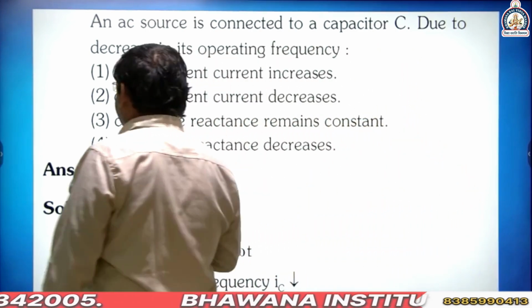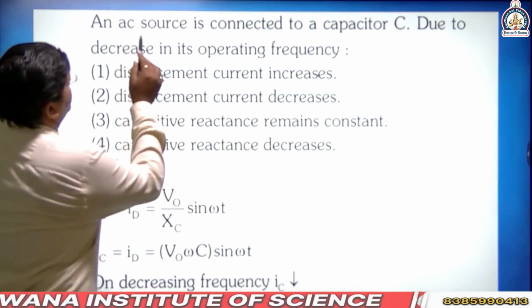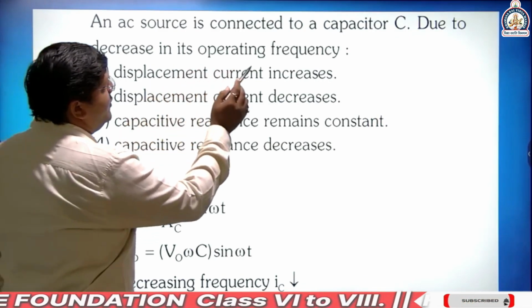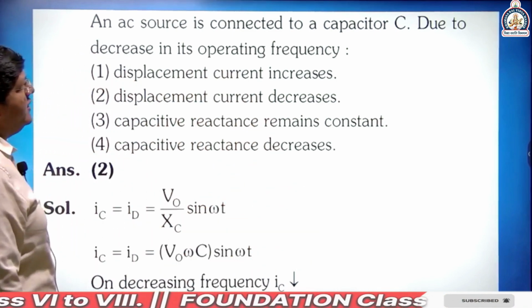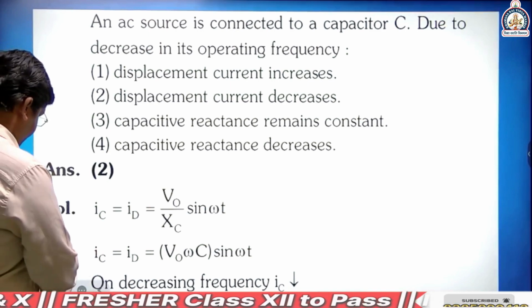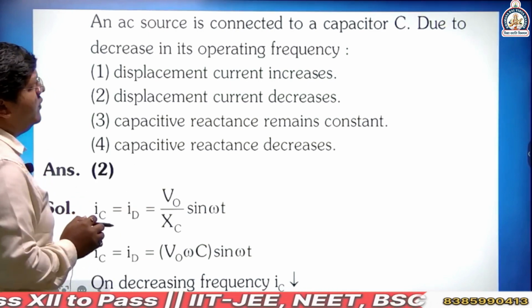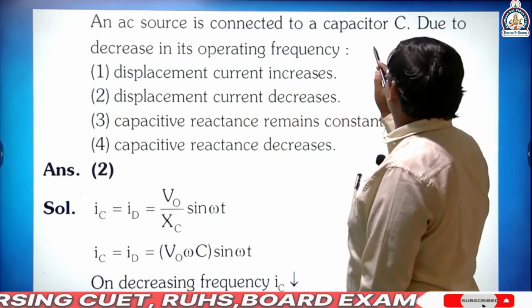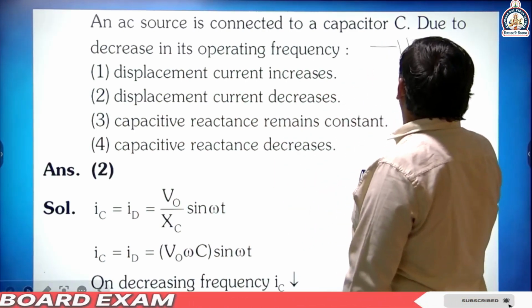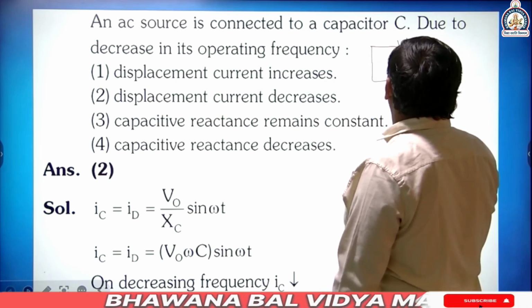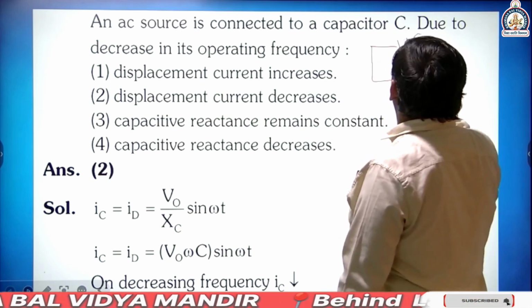Now the first question is: an AC source is connected to a capacitor. Due to a decrease in its operating frequency, what happens? So the question is regarding a capacitor which is connected to an AC source. Simply, the circuit has a capacitor connected to an AC source. This is the required condition.